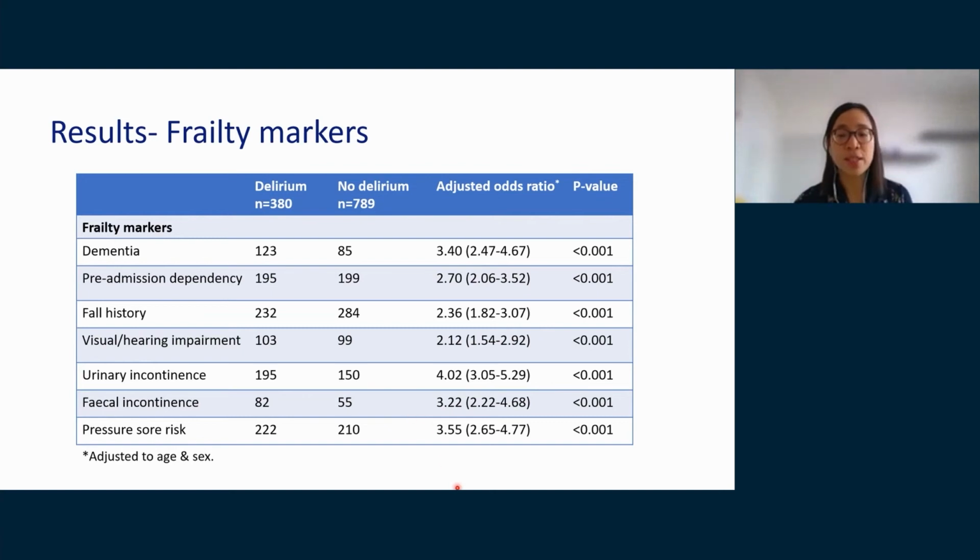Here I present the association between frailty markers and delirium adjusted for age and sex. The adjustment reduced the strength of association, but not to a large degree. All the predefined frailty markers were found to be significantly associated with delirium, with the strongest association noted between urinary and fecal incontinence, high pressure sores, and also dementia.